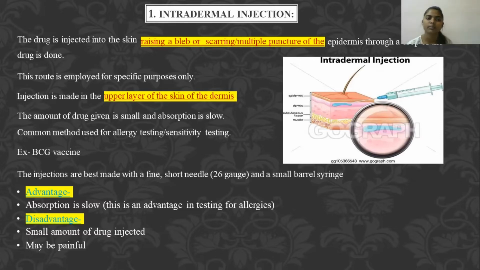So in intradermal, the drug is injected into the skin, the dermis. The amount of drug given is small and absorption is slow. The common use is for allergy testing and sensitivity testing, for example the BCG vaccine. The injections are best made with a fine short needle and a small barrel syringe.